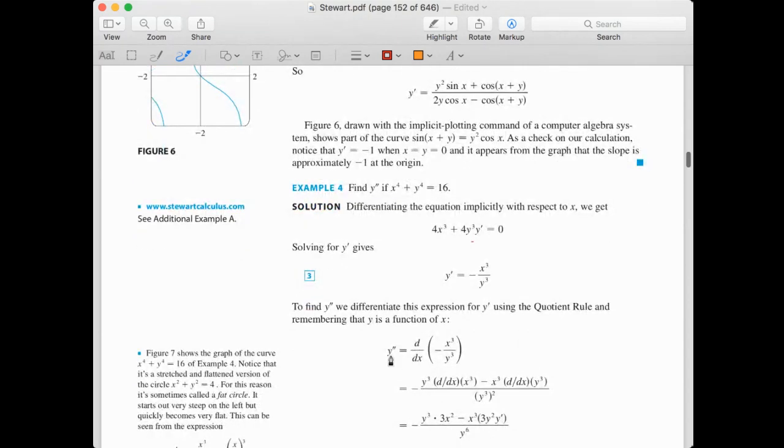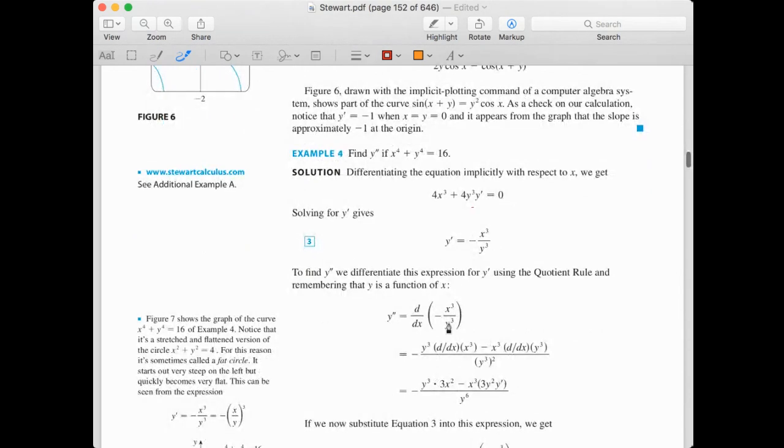So y double prime equals the derivative of this. And the quotient rule, right? We see this is a quotient, so we apply quotient rule. Leave a negative sign outside. So derivative of x cubed is 3x squared times the bottom, y cubed, minus the top times the derivative of the bottom. What is the derivative of y cubed? It's 3y squared, y prime. Then divided by the bottom squared. Y cubed squared is y to the 6.